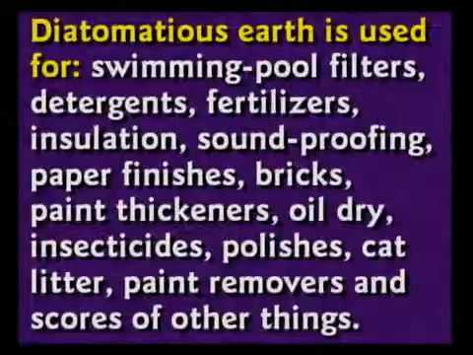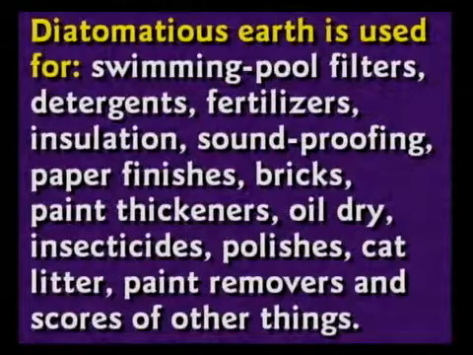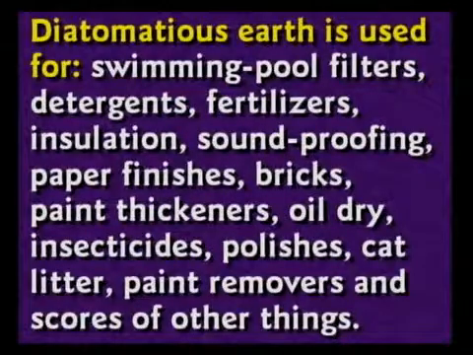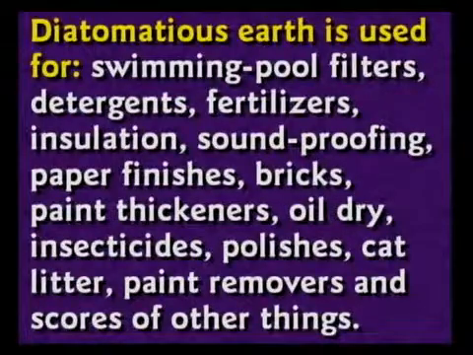And diatomaceous earth is used for swimming pool filters. It's used for detergents to clean your clothes, for fertilizers, insulation, soundproofing, paper finishes. They will mix diatomaceous earth in with the slurry of wood chips and it makes the paper have a slicker surface. When they make paper, diatomaceous earth is in there. Soundproofing, oil dry, paint thickeners, polishes, cat litter, you know, the white crystals you put out for the kitty, that's diatomaceous earth. Paint removers, and scores of other things.